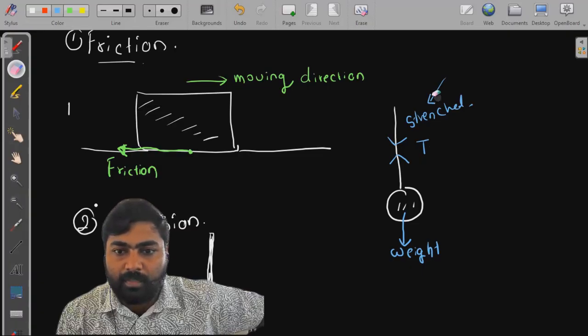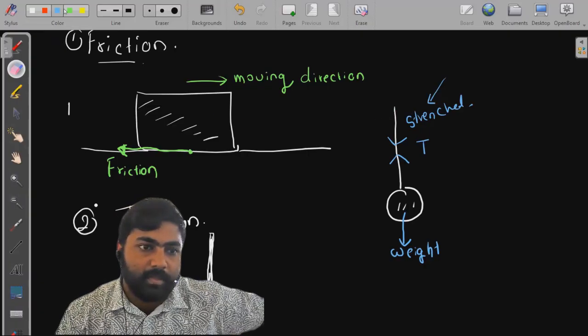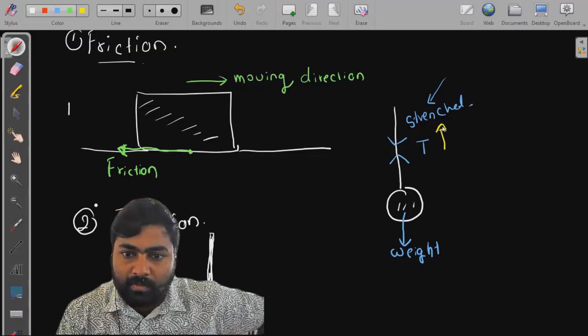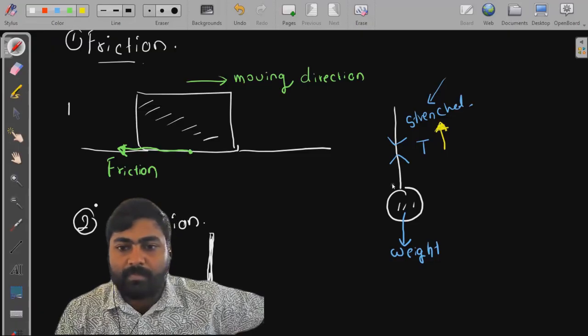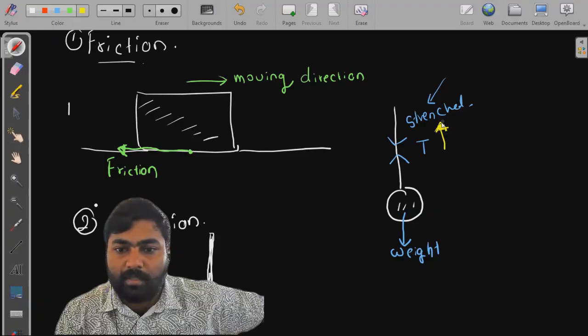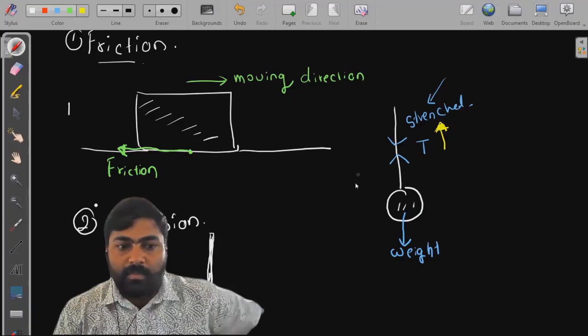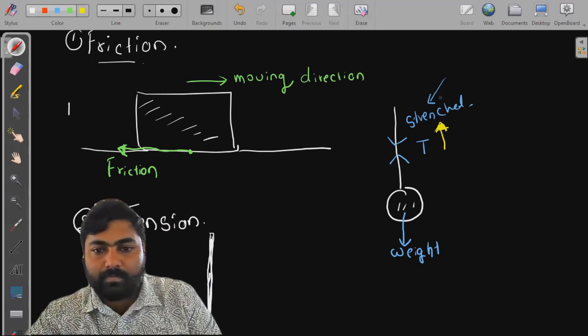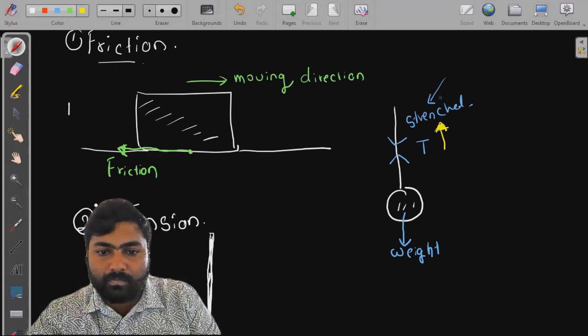Yes, sir. And remember, this is important. Always tension happens upward. Always tensions are going upwards. Okay, then shall we write that down? Okay, sir.